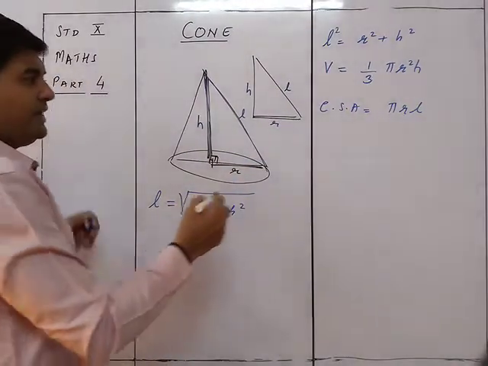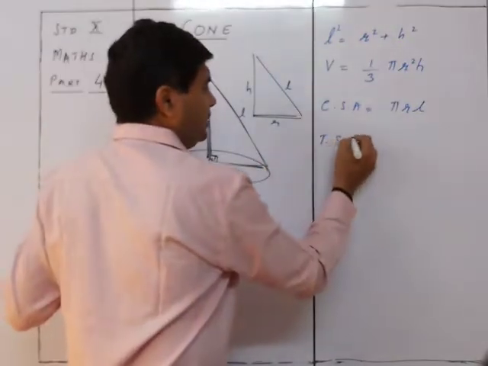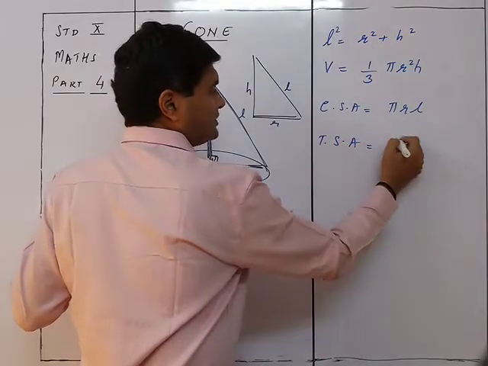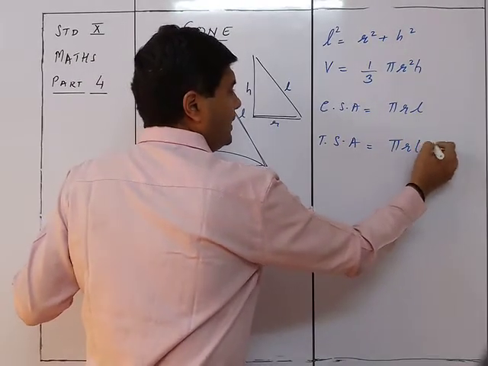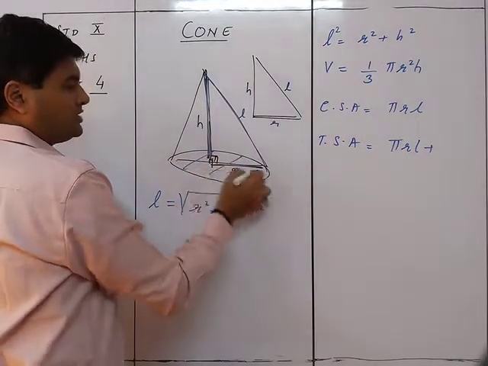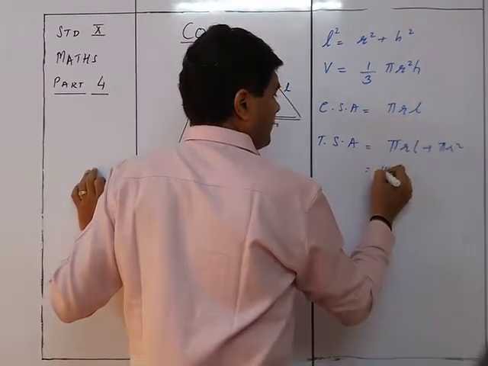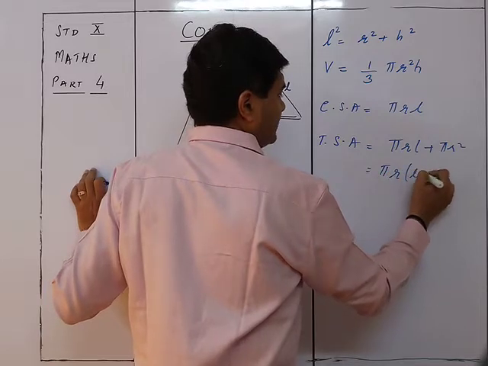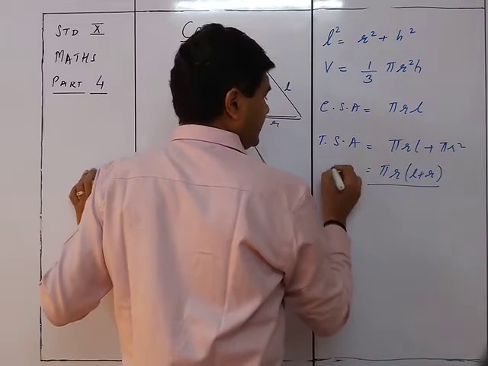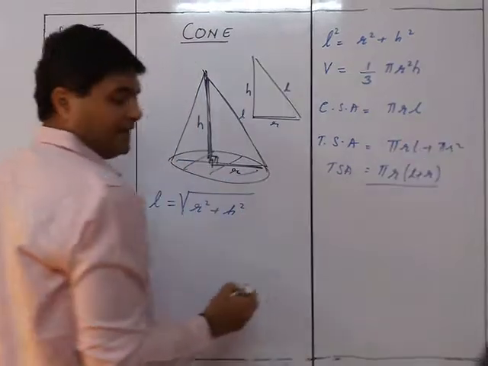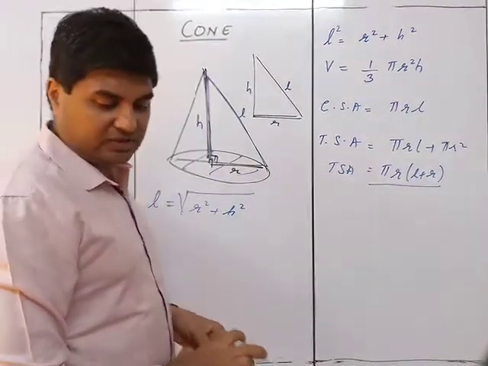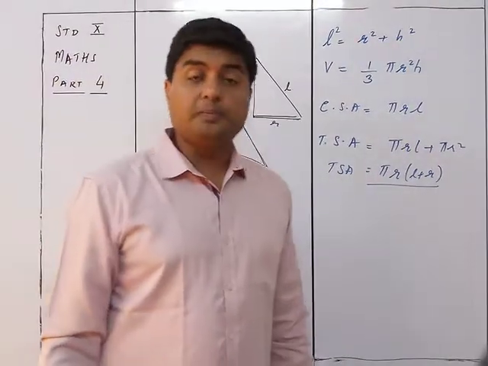And the total surface area is very simple now, because total surface area will be the curved surface area, that is pi rl, plus the base. The base is nothing but a circle, which is pi r square. Therefore, TSA is pi r (l plus r). So these are your formulas.